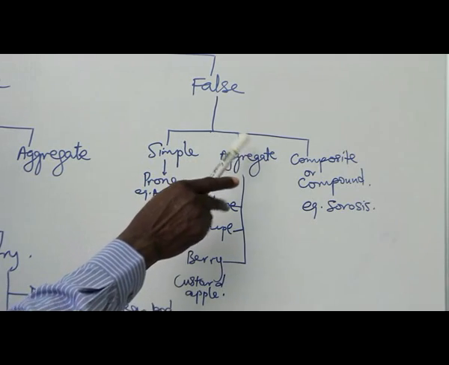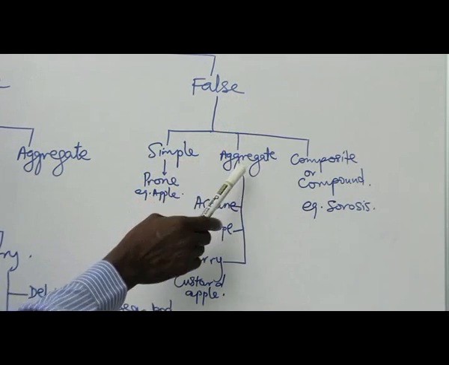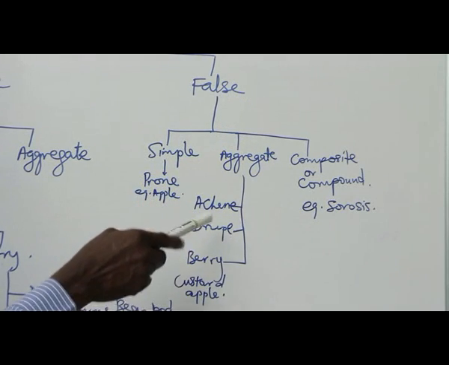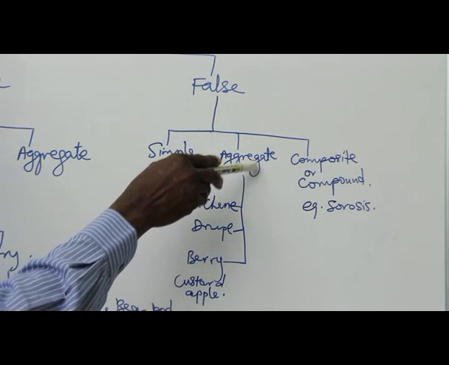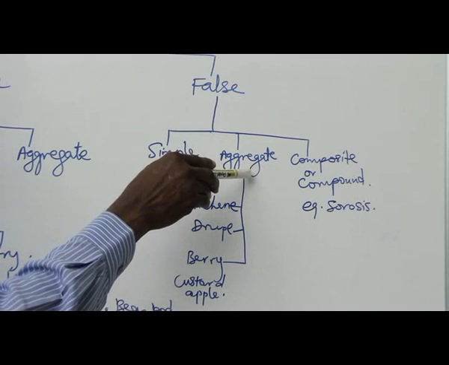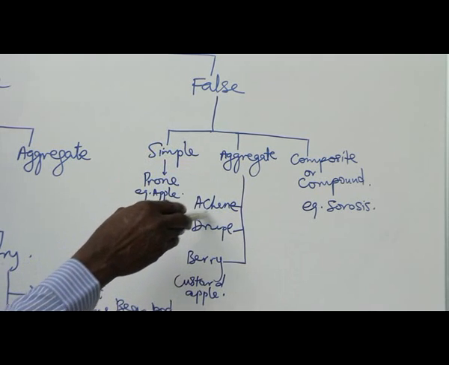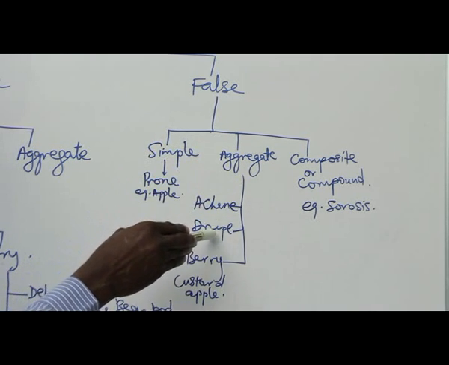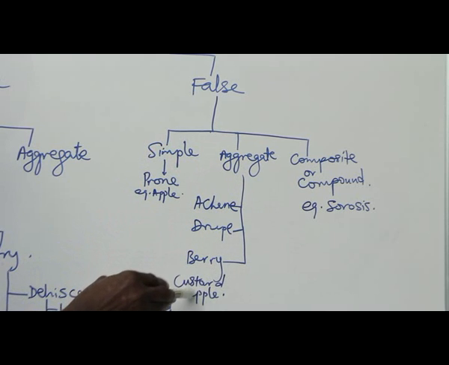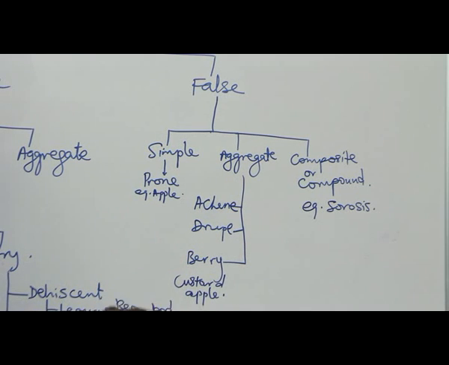Now, aggregate, when the fruit is formed from a group of flowers like an inflorescence, and each ovary in the inflorescence, each floret, forms a fruit of its own. It could be achene, one seed, it could be drupe, it could be berry, as we find in custard apple.